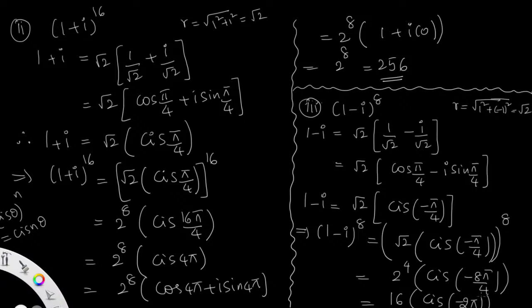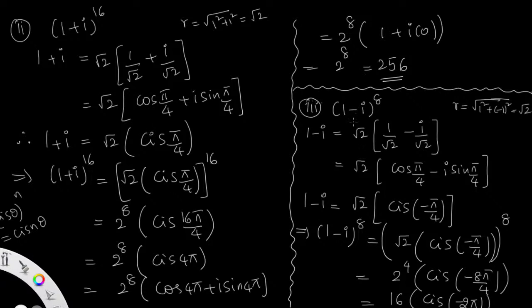Now expand and write the value. In the similar problem, the second one is also the same, only the sign is different. In the previous problem 1 plus i was there, now here it is 1 minus i. So multiply and divide with its modulus, that is root 2, as before. So that is root 2 into 1 by root 2, meaning cos pi by 4, minus i by root 2, meaning i sin pi by 4. So the given complex number is expressed as root 2 into cis of minus pi by 4.